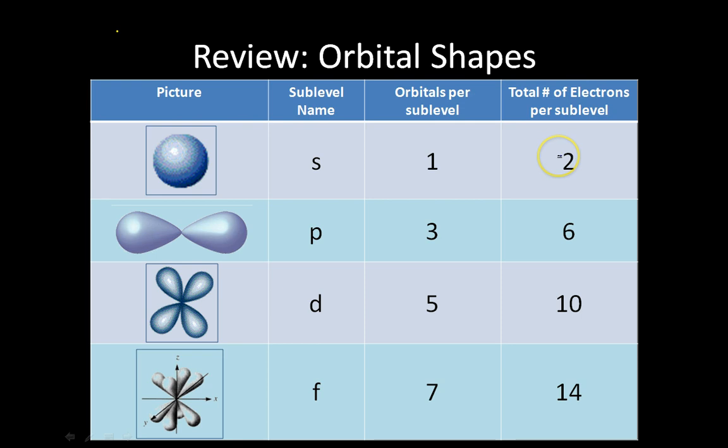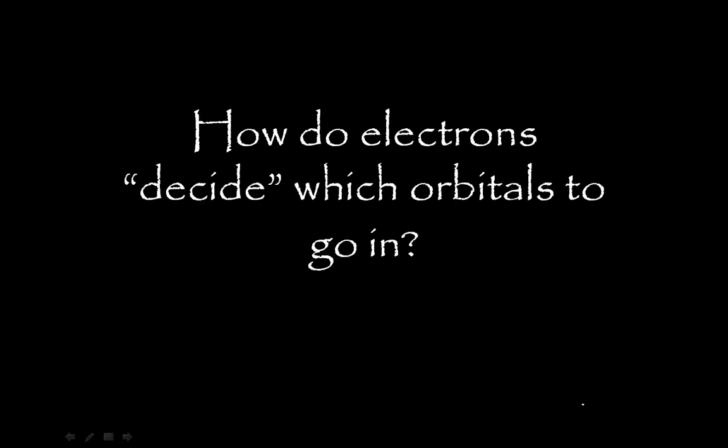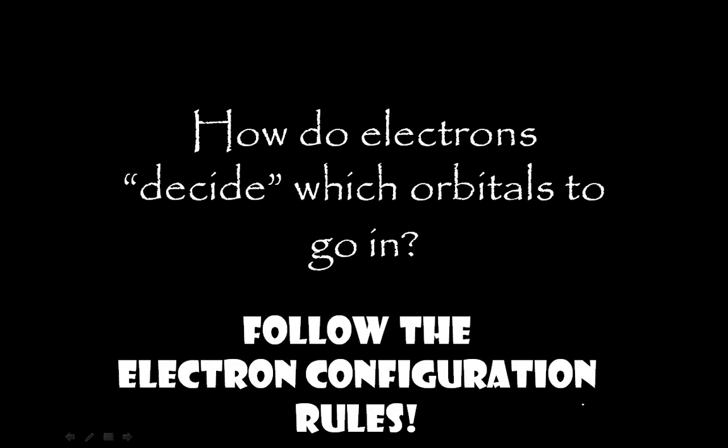Remember, every orbital can hold just 2, but at a p sublevel, you have 3 orbitals, so that would hold a total of 6 electrons. A d orbital can hold 2 electrons, but d sublevels have 5 orbitals, so there'd be 10, and f's can hold up to 14. This is going to become important because what we're going to do today is talk about where each electron lives. How does it know which orbital to go into? And this is going to become important for bonding, so we're going to learn about the electron configuration rules.